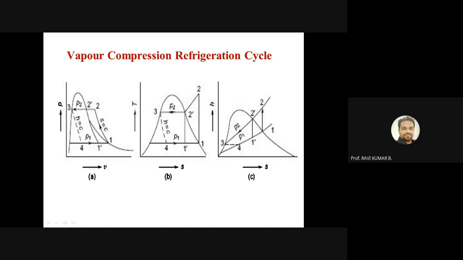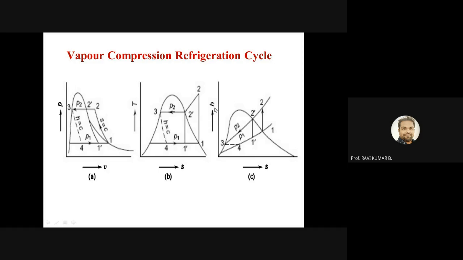But as heat interactions are involved here, obviously temperature will change, right? So we are going from superheated to subcooled liquid, right? But pressure is constant, so P2 and P1 remain constant. Otherwise, these are the horizontal lines, right? Even on pressure versus volume and temperature versus entropy.